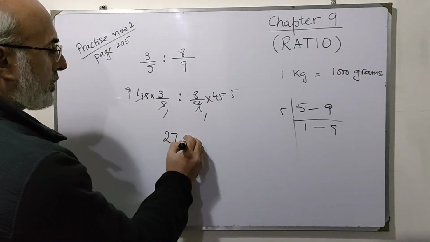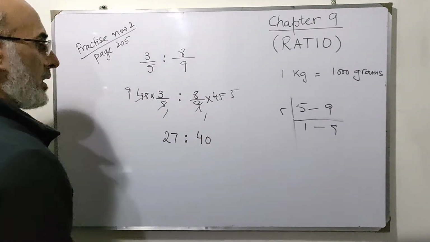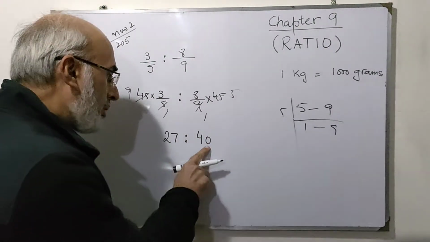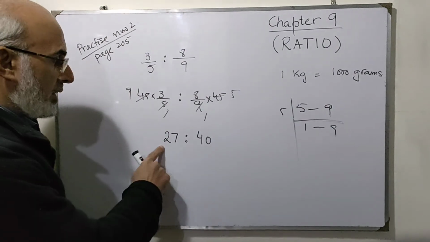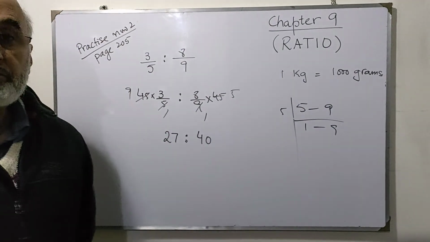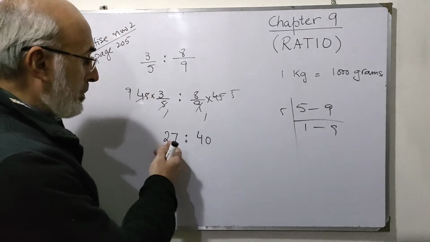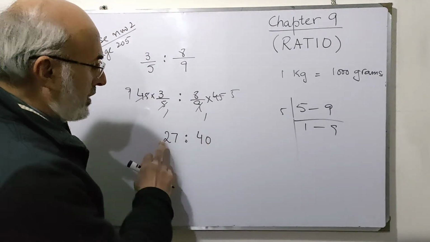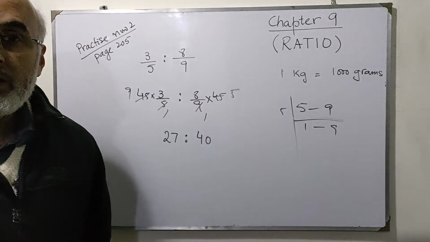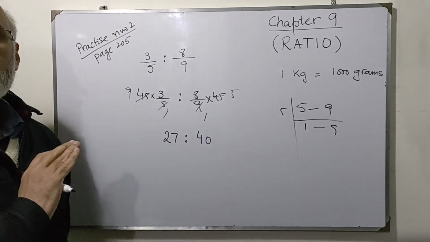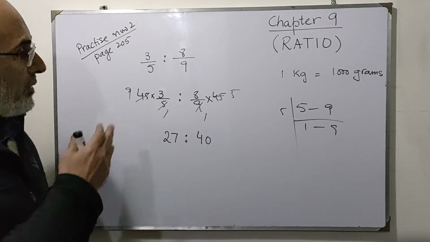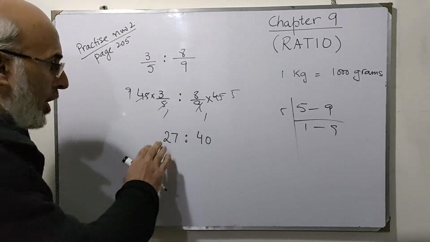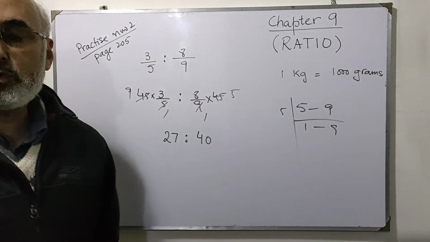27 is to 40. Now do I have any common factor in both these numbers? No, I don't. 27 is odd and 40 is even. It's not divisible by 2, it's not divisible by 3. Okay, so this is the simplest form of the ratio, and the common factor in these two numbers is 1.